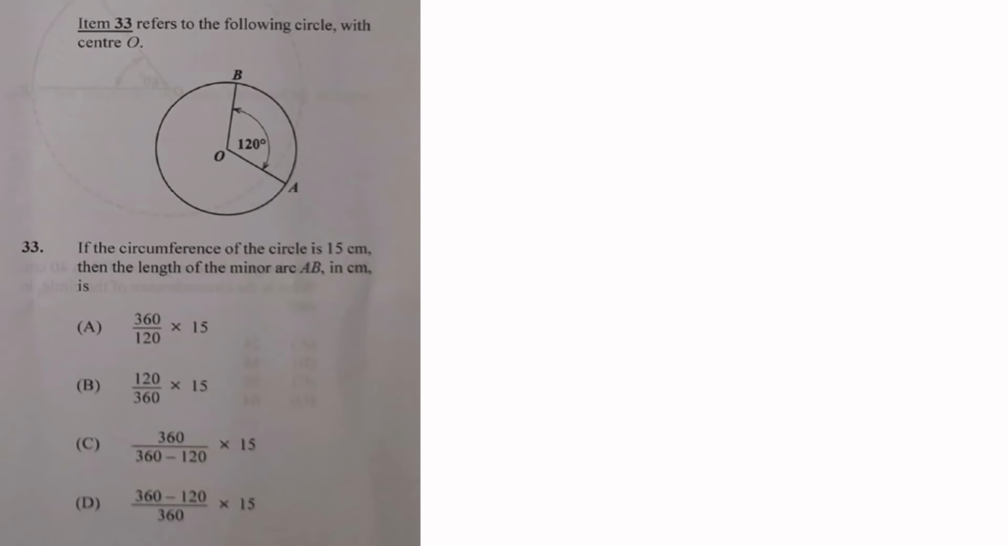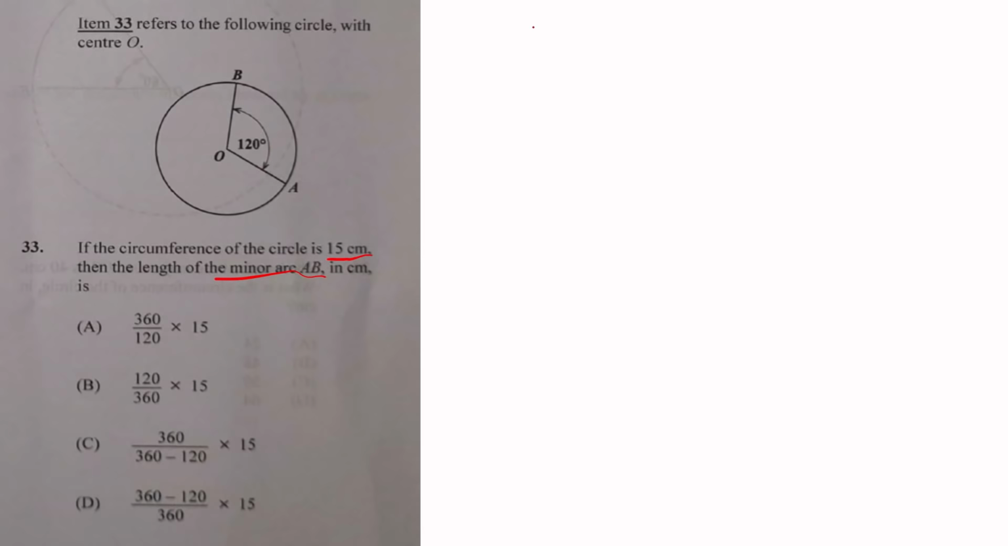Alright, now item 33 refers to the following: circle with center O. So we see our circle with our center, and then we have the angle here, 120. So if the circumference of the circle is 15 centimeters, then the length of the minor arc. Now the minor arc is the smaller arc, or the arc with the smallest angle. So in this case, our minor arc is going to be the arc with the angle of 120. Alright? In centimeters.